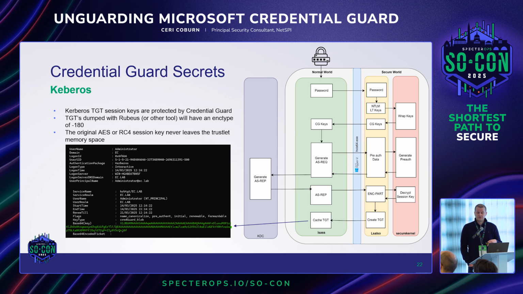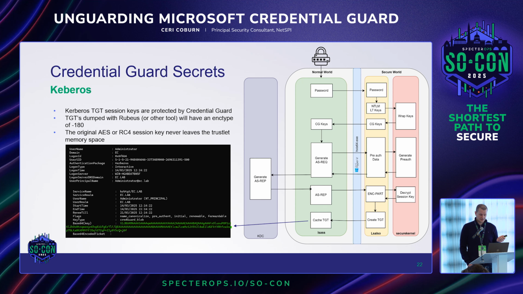But so it gets offloaded to the secure kernel and then eventually makes its way all the way back to normal world. And the AS-REQ, which would be used for getting the TGT, most of that is generated in normal land or normal world, but the pre-auth data, or if you're using certificate-based authentication, that's handed off to secure world, and then eventually makes its way back to LSA.